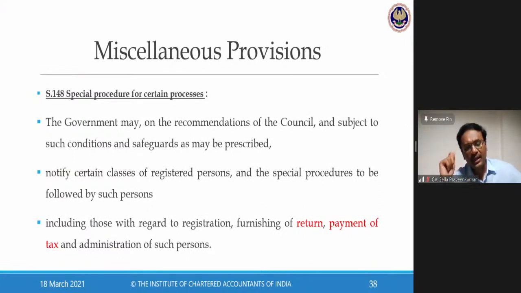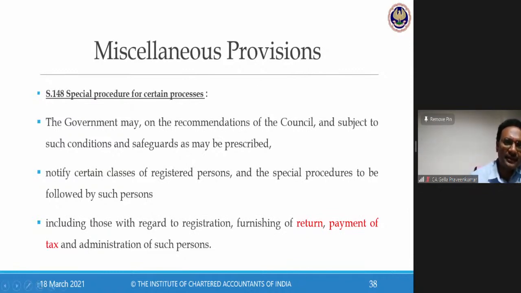Now, this is one provision where the government, on the recommendations of the GST Council, can notify a certain class of registered persons. For what purpose? They're going to notify a certain class of registered persons for what? Special procedure to be followed. Special procedure. What is a special procedure?